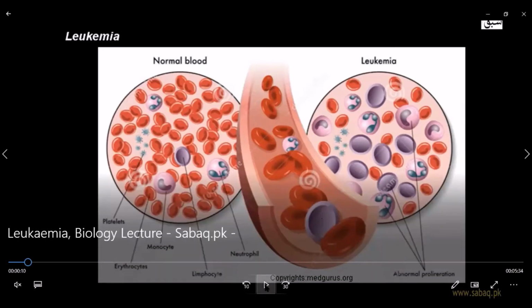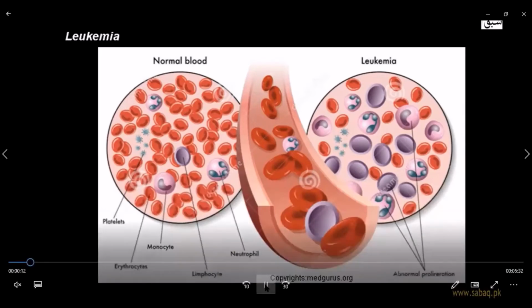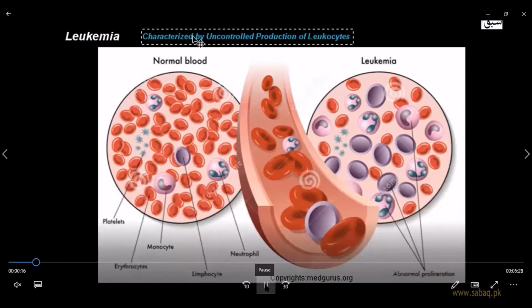Now, what are the characteristics of leukemia? Leukemia is basically, as I told you before, a cancer. So it is the uncontrolled production of your leukocytes. What are leukocytes? It is the other name for your white blood cells. So it is basically characterized by uncontrolled production of leukocytes. That's why it is called a white blood cell cancer, as shown in the picture.